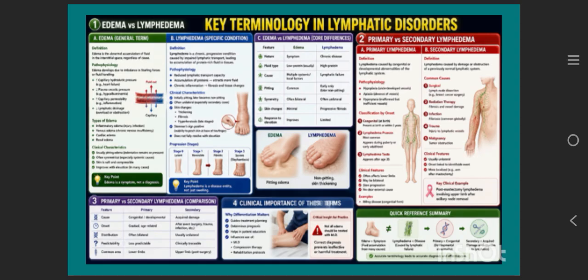What is the key point you should know about lymphedema? Lymphedema is a disease entity, not just swelling. Edema is a symptom, not a diagnosis, and lymphedema is a disease entity. Edema is a general term, but lymphedema is a specific condition. So what are the core differences between edema and lymphedema? We will discuss how the features are different between edema and lymphedema.